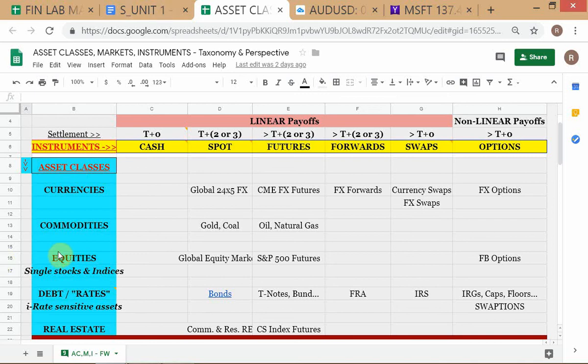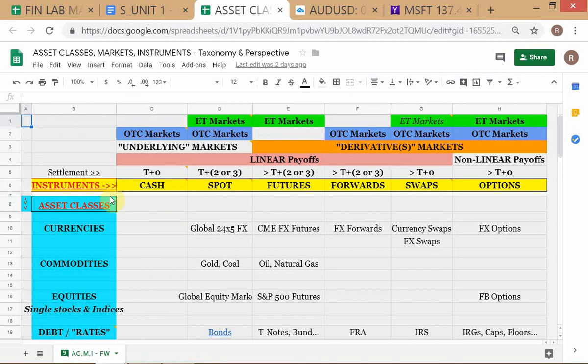So you see real estate, you see five major asset classes. We'll discuss all this later, what is an asset class and all that. Then I've defined another category called instrument. These are all types of instruments. Again, you'll find out later what is an option, what is a forward. At this point, don't worry about the fact that you don't know what a swap or a forward is. You should just understand that cash, spot, futures, forwards, swaps, options are instruments, and currencies, commodities, debt, equities, and real estate are asset classes.